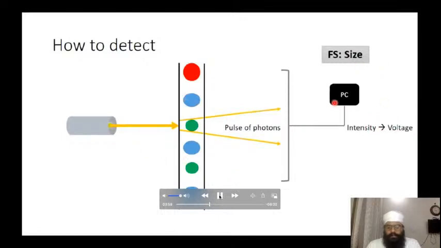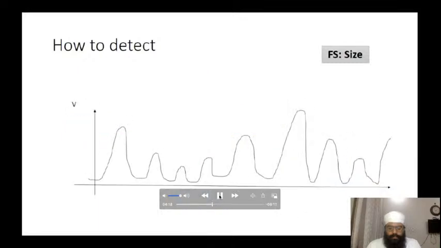The PC will give me data similar to this. So every time a cell passes through the laser beam, I will get a specific peak, like a high voltage peak for large cells and low voltage peaks for small cells. The forward scattered light data at the end will be similar to this: time versus voltage, and then the peak will be proportional to the size of the cell. This is forward scattered light.